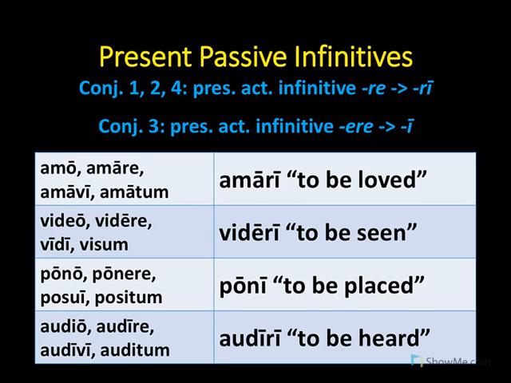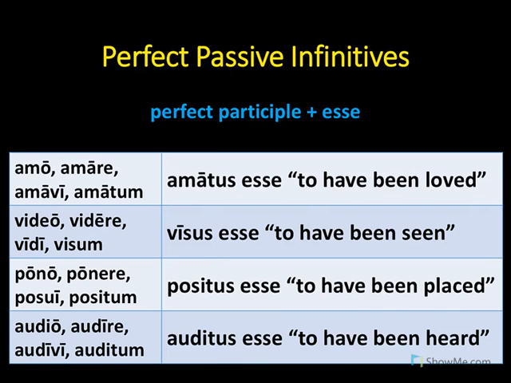We translate this as to be blanked. So in our examples we have to be loved, to be seen, to be placed, to be heard. Our perfect passive infinitive is formed by taking the perfect passive participle and adding esse. So in our examples we have amatus esse, visus esse, positus esse, auditus esse.